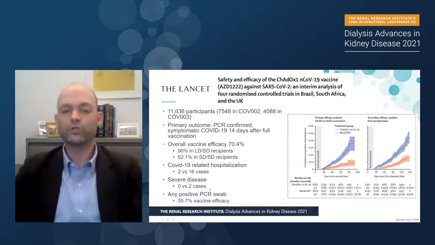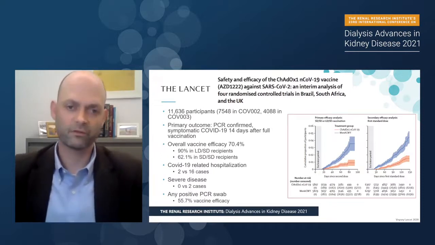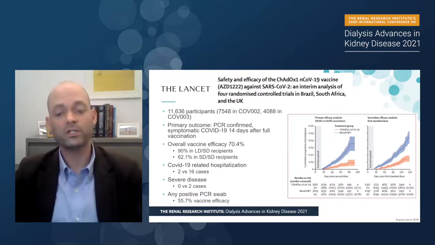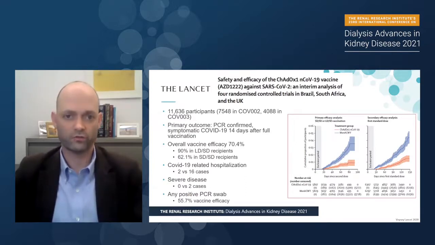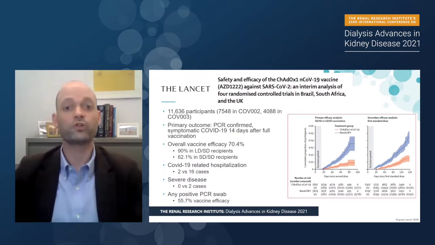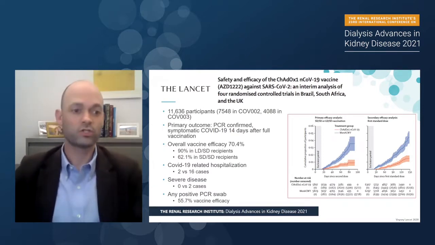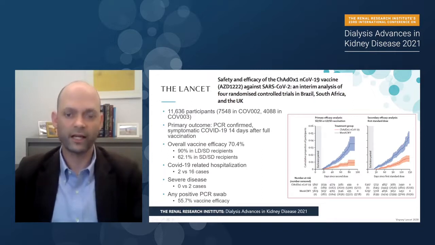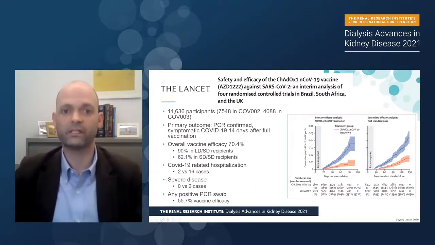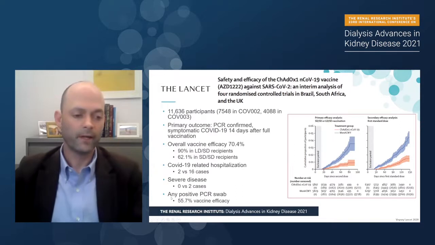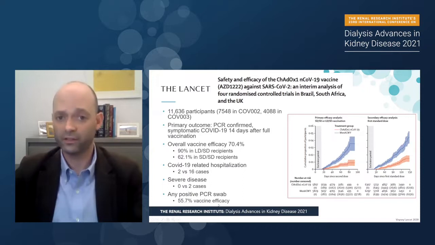And an interesting outcome that was not included in other studies. Remember that the outcomes for these vaccines were symptomatic disease. There was no mention of asymptomatic acquisition of SARS-CoV-2, which has implications for overall transmission of the virus. But a subset of participants in this study had weekly PCRs obtained, and you could see who became PCR positive, even among those who were asymptomatic. For any PCR positive swabs, there was almost a 56% vaccine efficacy for those who acquired it. So quite significant implications for interruption of viral transmission.